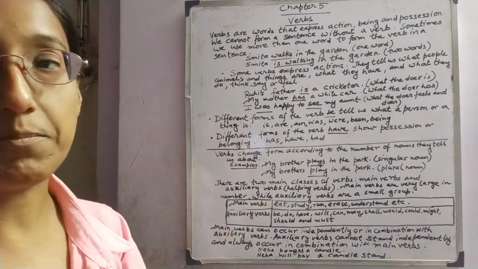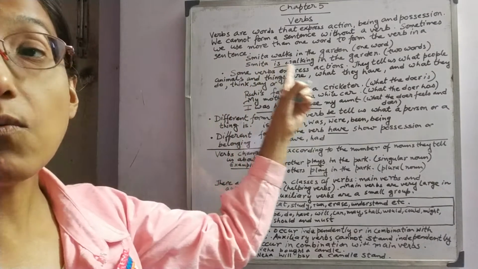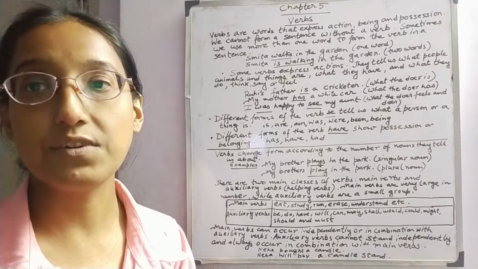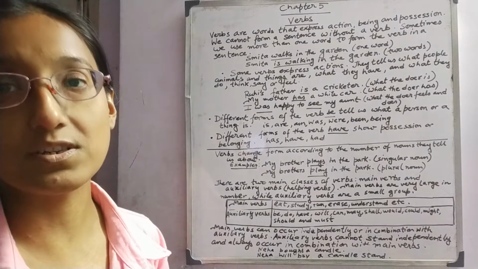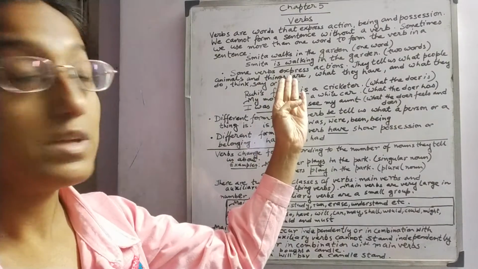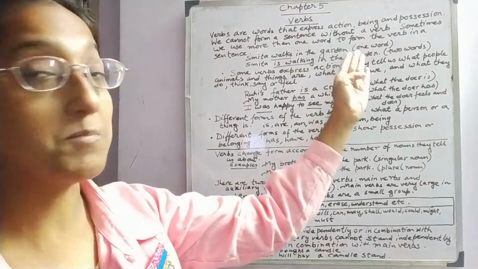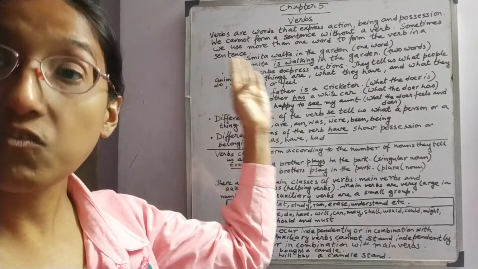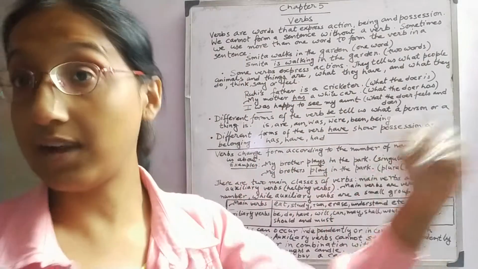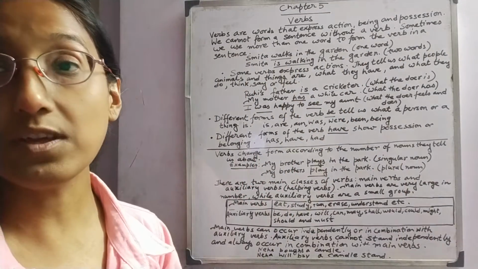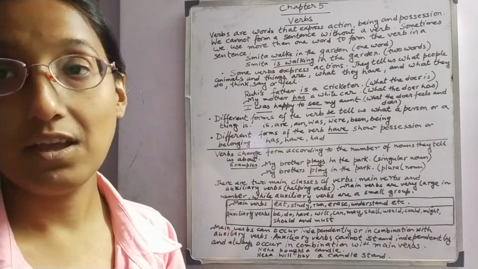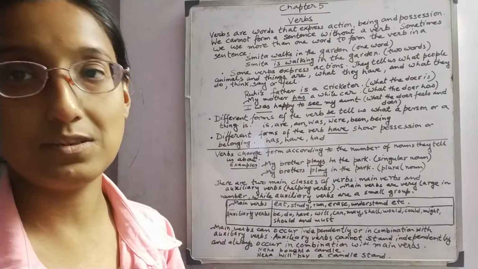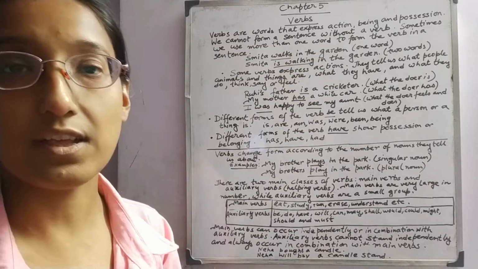The first example. Smita walks in the garden. What is the verb here, students? The verb here is walks. Now, this verb is made up of one word. In the next example, Smita is walking in the garden. What is the verb here? Is walking. And this verb consists of two words, is and walking.